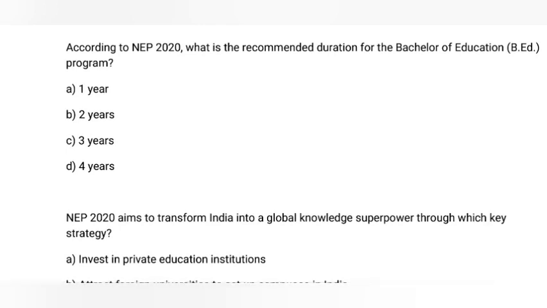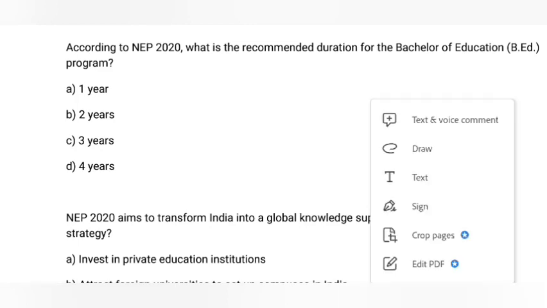Next, according to NEP 2020, what is the recommended duration for the Bachelor of Education, in short B.Ed? 1, 2, 3, 4. It will be 2 years.